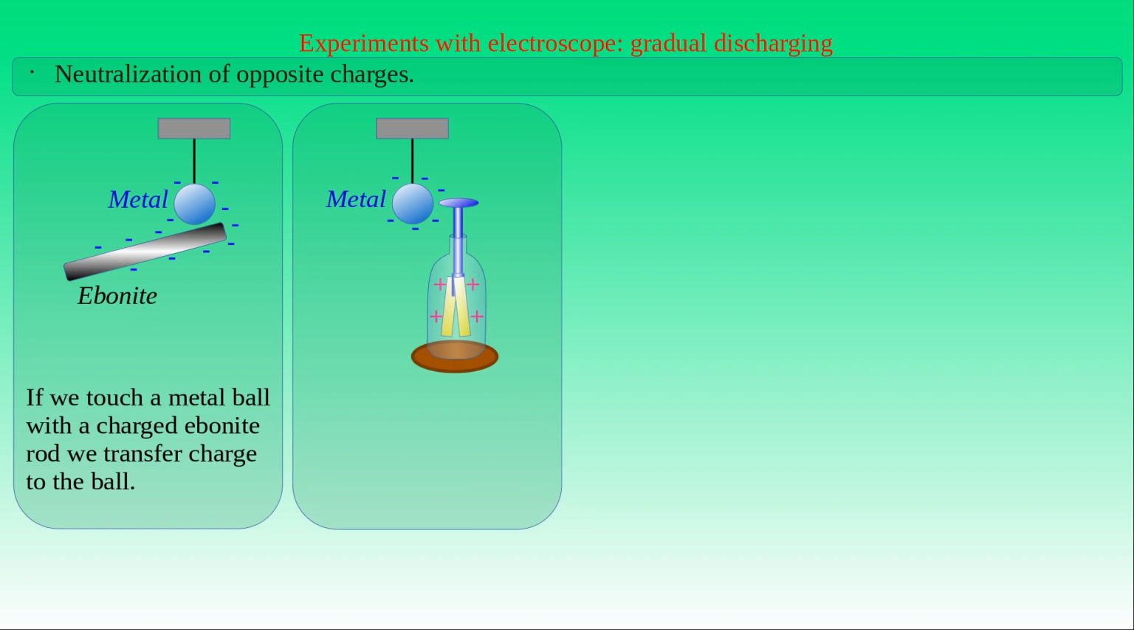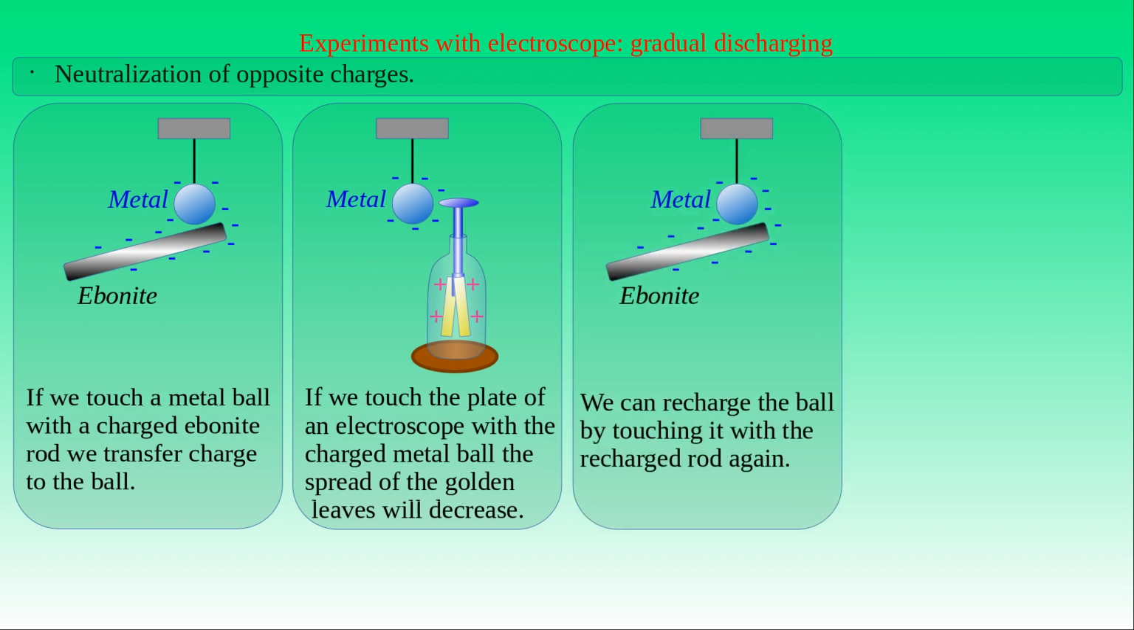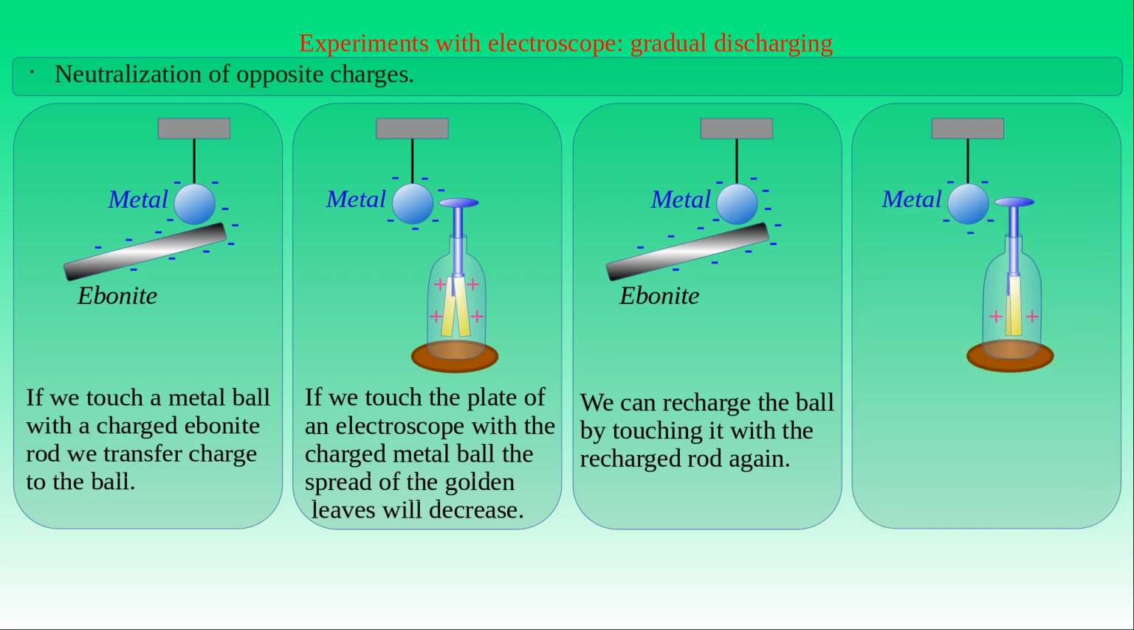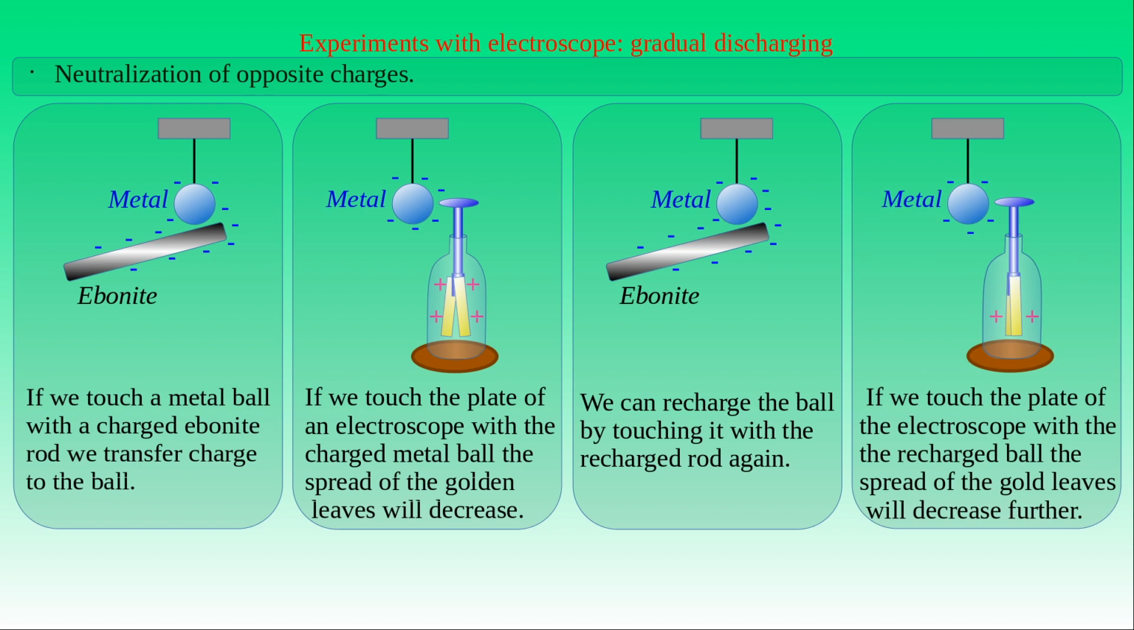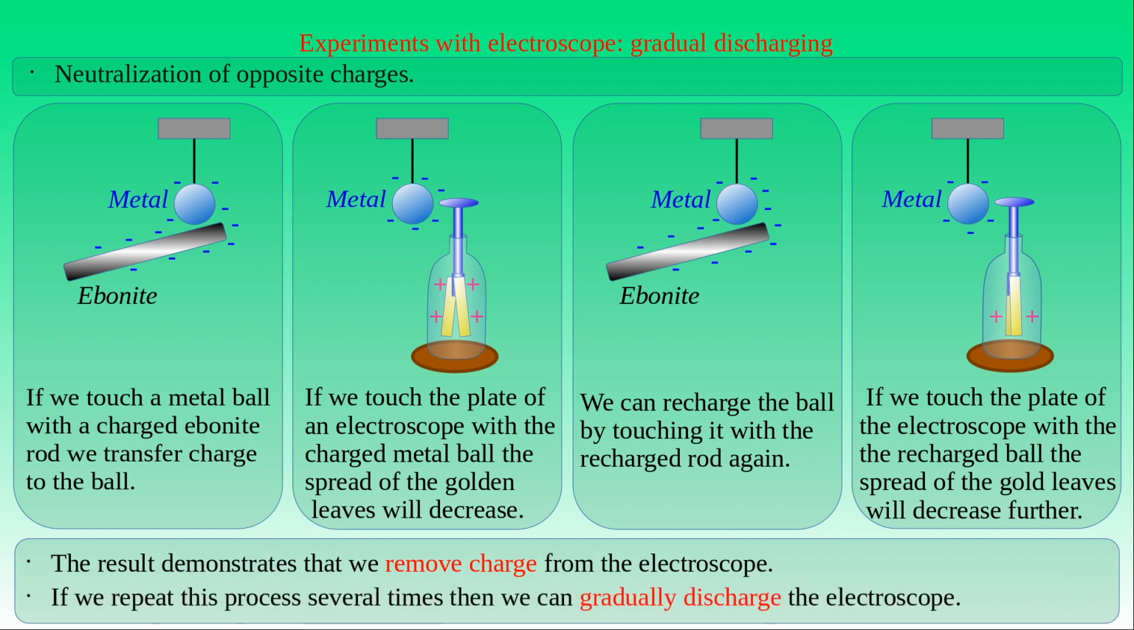If the metal ball and the instrument get into contact, then the deflection of the gold leaves will decrease. We can recharge the metal ball by touching it with the charged ebonite rod. If we bring the recharged ball into contact with the charging plate of the electroscope, then the gold leaves become even more relaxed. This result indicates that we remove charge from the electroscope, which is the neutralization of a charged body. By repeating this process several times, we can gradually discharge the electroscope or any charged object.